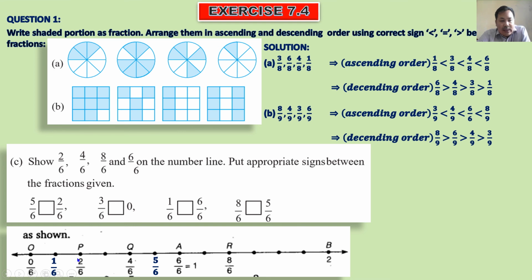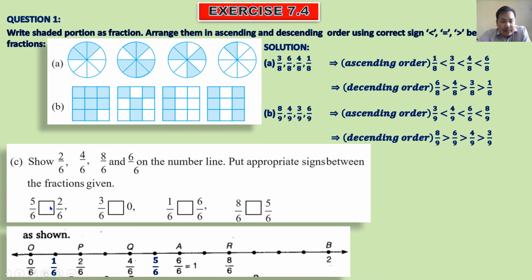After that, we start giving the fractions where the point is, or we show the points where the fractions are. 2 by 6 is here at P, and 4 by 6 is here at Q, and 8 by 6 is here at R, and 6 by 6 is here at A. Okay, and now we are going to compare the given fractions here below. That is 5 by 6 or 2 by 6. Now we are going to keep the sign here. Okay, greater than or equal to or less than.